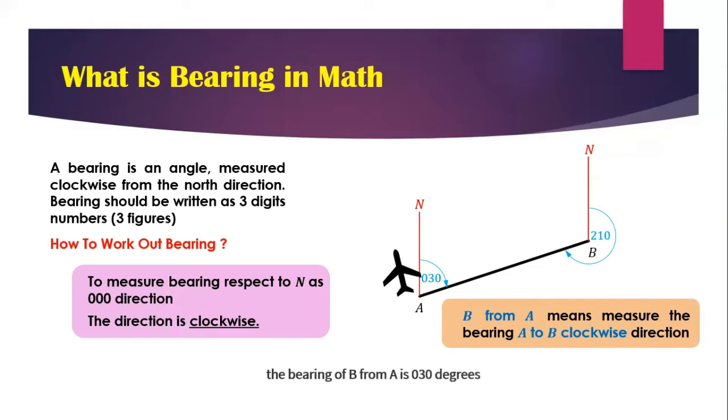The bearing of B from A is 030 degrees. Is it clear? The information we got from the diagram is the bearing of B from A is 30 degrees or 030 degrees. And the bearing of A from B is 210 degrees. Why 210 degrees? Because the measurement is from point B, or north B, to line A. Is it clear everyone?